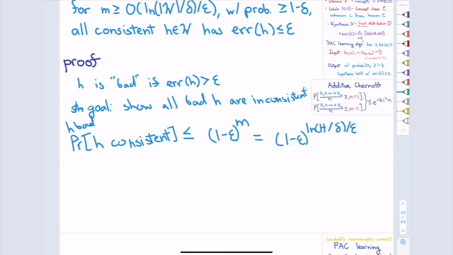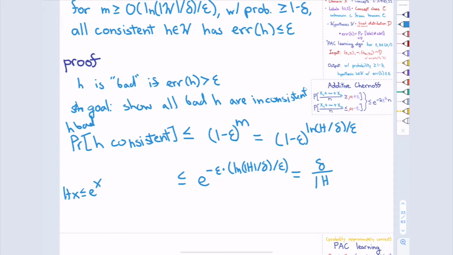We only do one thing in this class. Besides the need of expectation, we do arguably two or three things. It's not roughly: 1 plus x is always less than or equal to e to the x for any x. So we can put this in the exponent, e to the negative epsilon times this term we just had. It should be an absolute value. Something like that. This gives delta over the number of hypotheses.